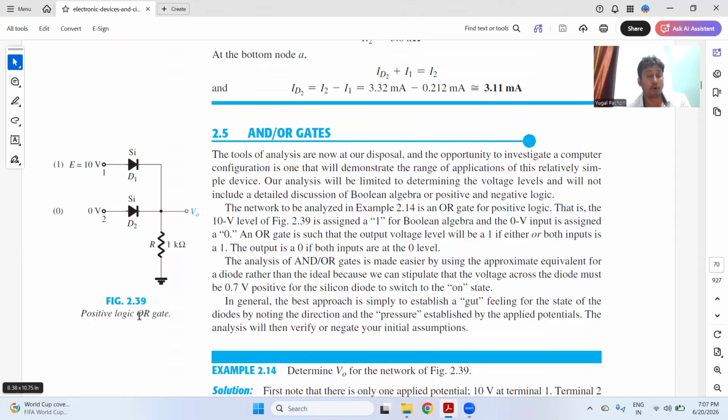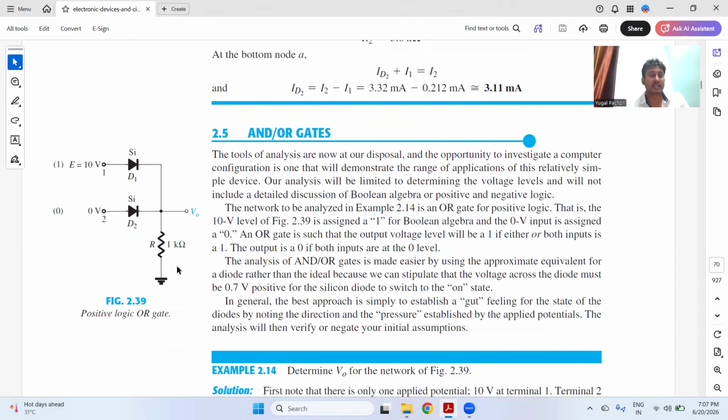This is working as a positive logic OR gate. OR means if both the supplies are on, you will get the output. If one of the supplies is on, you will get the output. If both the supplies are off, then you will not get the output. So you will get the output when this is 10 volt. You will get the output when this is 0 volt, because you will be getting the output from the first diode. So in all three cases, you will get the output from this particular circuit. However, if both the supplies are off, like E is 0, E1 is 0, and E2 is 0, then you will get the output at 0. So this particular circuit is acting as a positive logic OR gate.